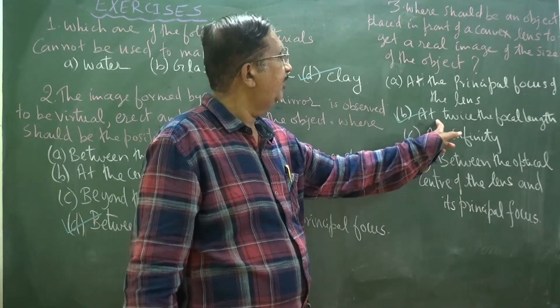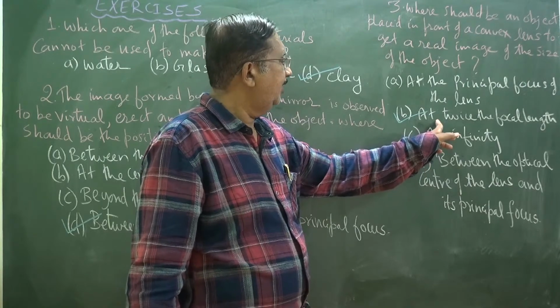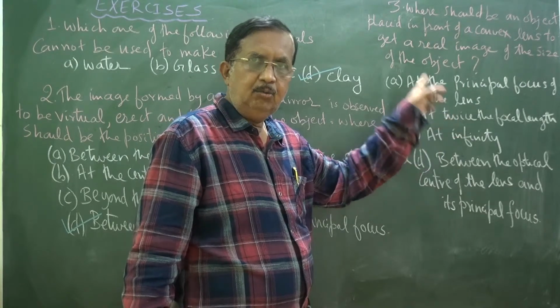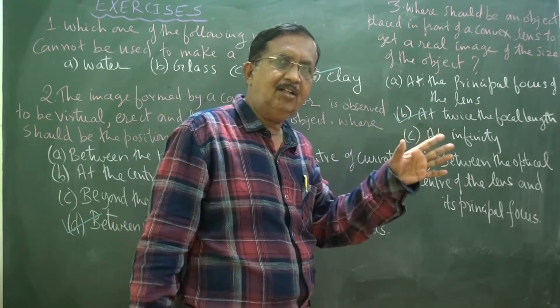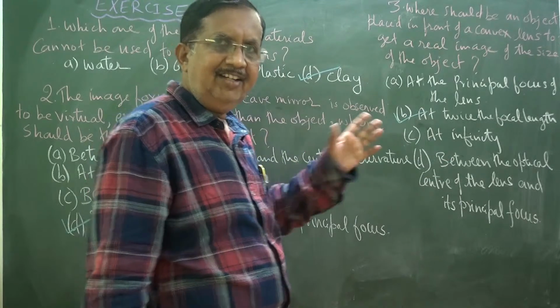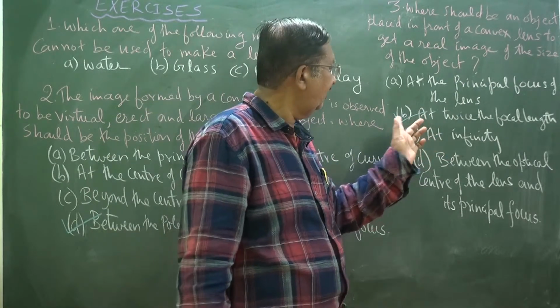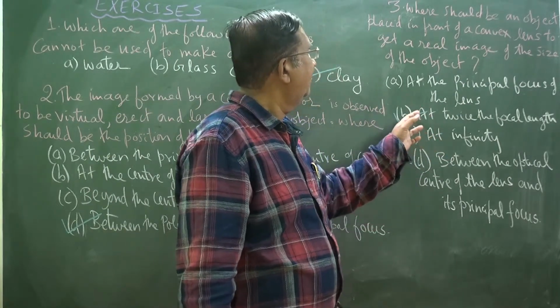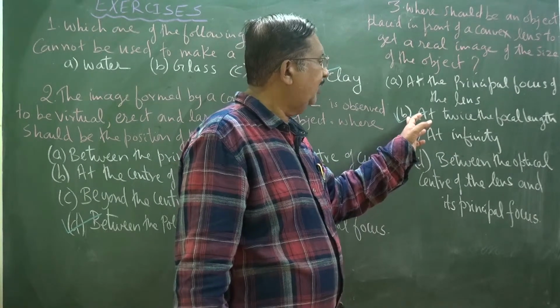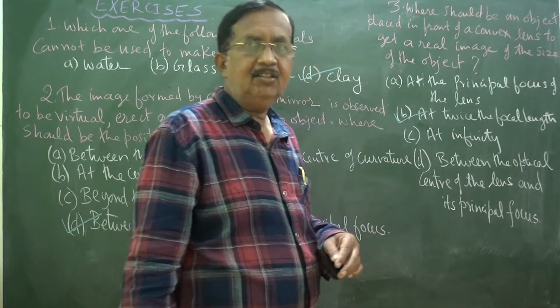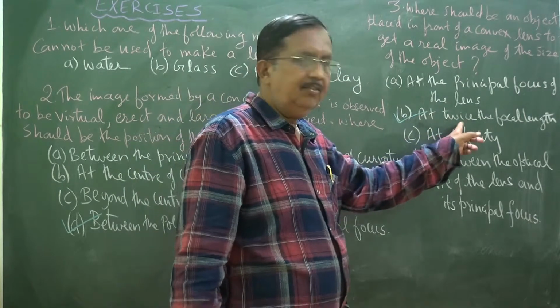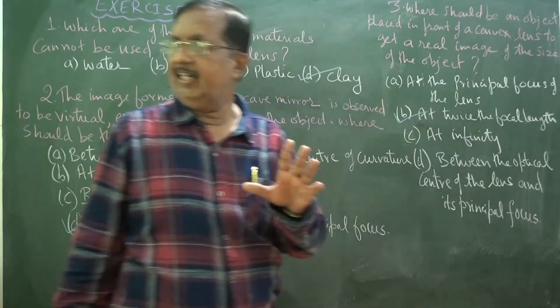At 2f, the real image should be formed at 2f, which is real and inverted, of the same size as the object. You can refer to the ray diagram, you will understand that if you place the object at 2f, you are getting the image also at 2f, which is of the same size.